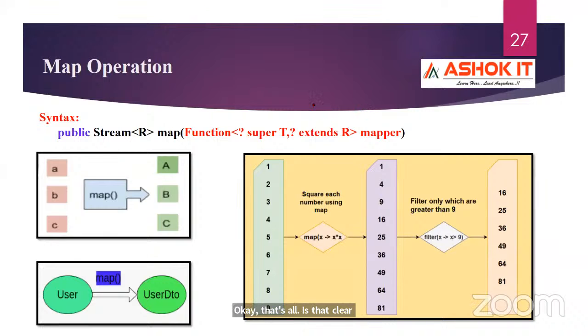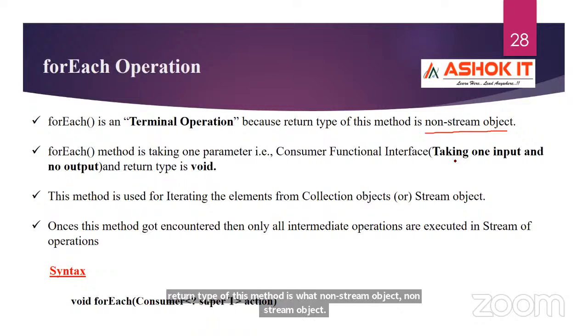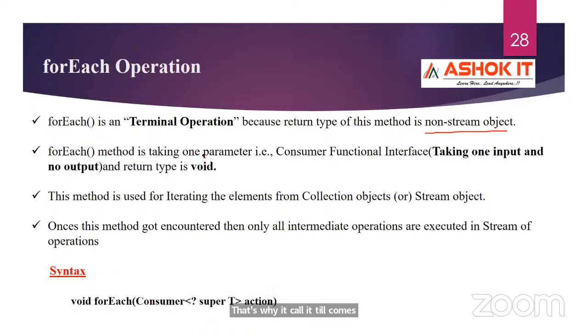So let us get into another operation. forEach, you already know that one. forEach is a terminal operation because the return type of this method is a non-stream object. The forEach method takes one parameter, that is the Consumer functional interface. Consumer functional interface means taking one input and no output, because the return type is void.